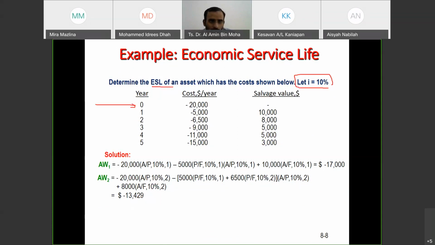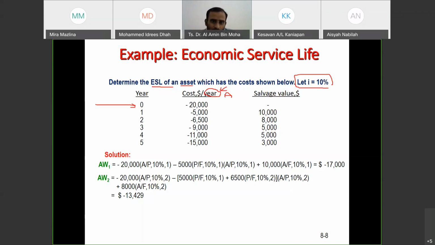Usually year 0 is now. So they bought the machine, or asset, whatever it is. So the cost per year, this is very important. We know all the information given here is A, right? But usually the first cost would be P. That's fine. So 20,000.